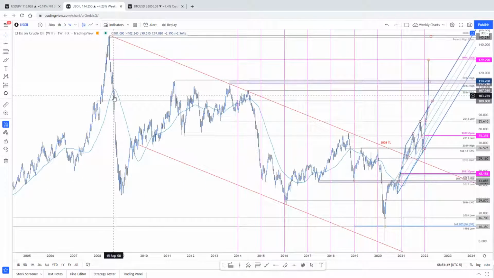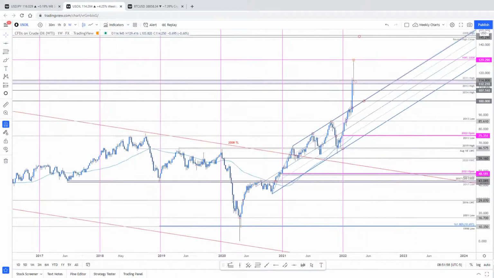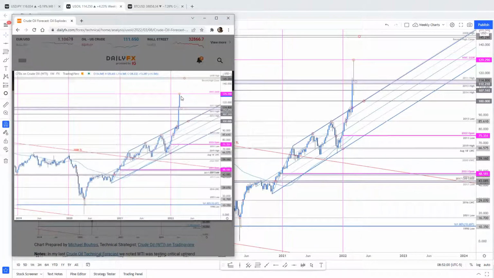Back in September, we went back and tested that same level again before resuming lower. As we were approaching that level back on Tuesday, I was like, hold, full stop, red alert. This is a huge region. You need to close above 129.29 to validate resumption of the broader uptrend. What else were we talking about?